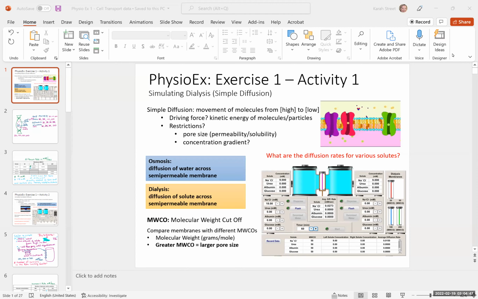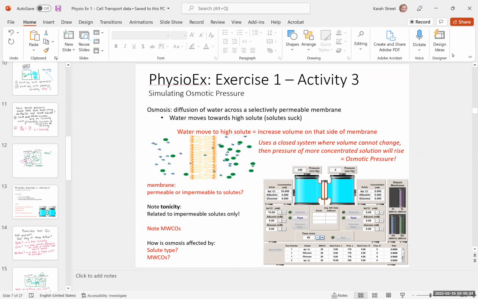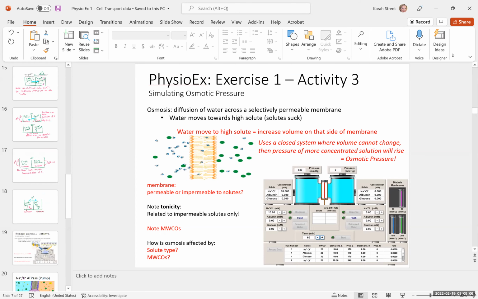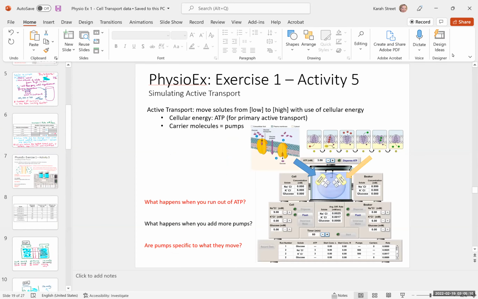Hello, class. This is a discussion on PhysioEx exercise 1. In exercise 1, we did activities 1, 2, 3, and also activity 5. So 1, 2, 3, and 5.